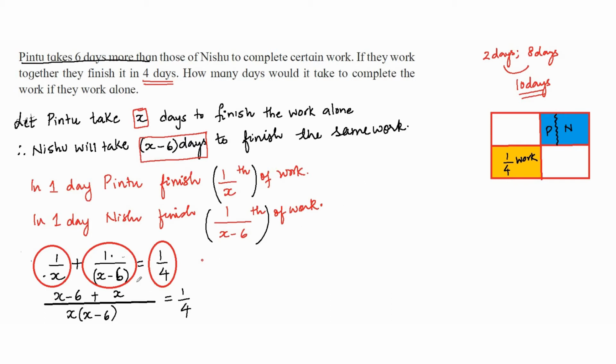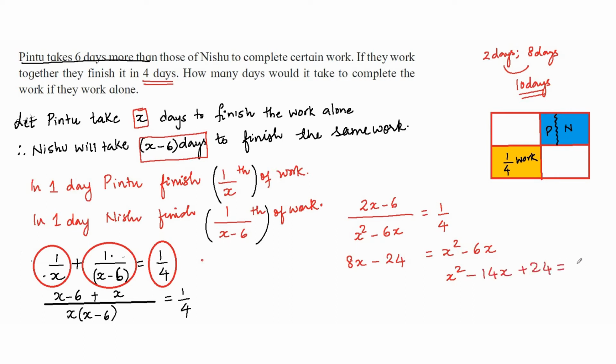So x plus x becomes 2x, and I found the LCM of x and x minus 6, which was x into x minus 6. Now there are like terms in the numerator, so it becomes 2x minus 6 the whole divided by x square minus 6x is equal to 1/4. Cross multiplying, 8x minus 24 is equal to x square minus 6x, which means x square minus 14x plus 24 is equal to 0. This is my quadratic equation now.